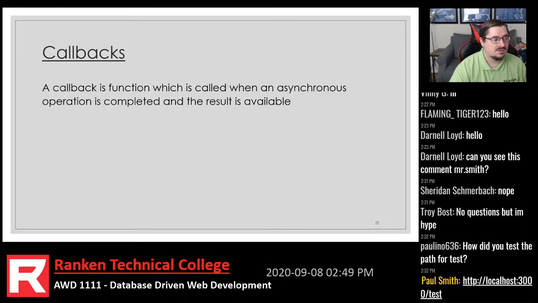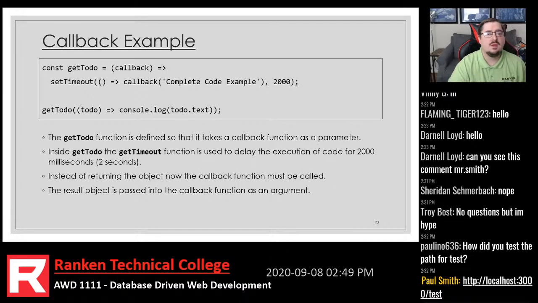Okay, so what is a callback? A callback is a function which is called when an asynchronous operation is completed and the result is available, right? So we've seen two callbacks already. We've seen a callback when the server starts running, and we've seen a callback when the user asks for a resource, when they make a request to our server. So let's back up a little bit and look at another example of a callback.